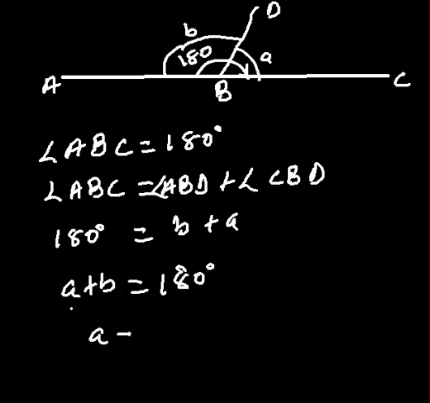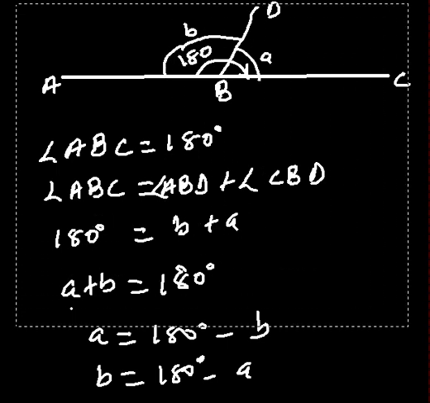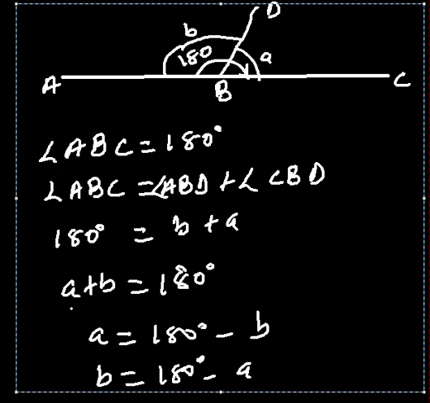So this is the same as having A equal to 180 degrees minus B, and also B is the same as 180 degrees minus A. So basically, complementary angles are the angles that add up to 90 degrees, and supplementary angles are the angles that add up to 180 degrees. So that's the principle behind it. So now you know what complementary and supplementary angles are.